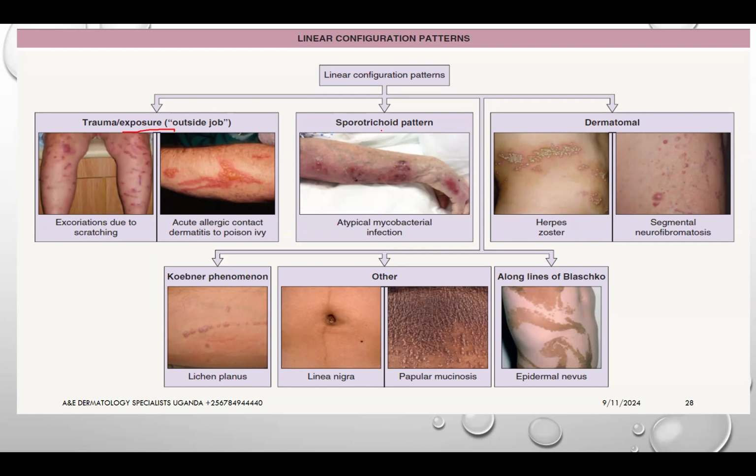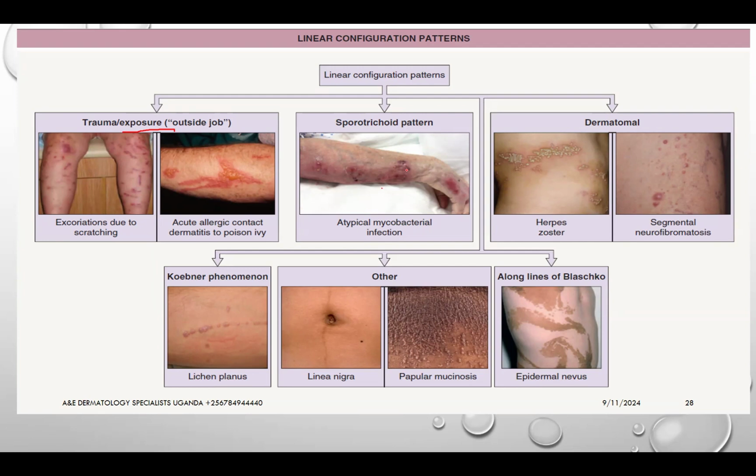And we all know sporotrichosis at least. In this case, this is a linear configuration pattern, but it is following along the lymph nodes, giving rise to what we call the sporotrichoid pattern. So you have diseases that give rise to this pattern of distribution. For example, if you get sporotrichosis or cat scratch disease, all of them follow these lymph nodes.